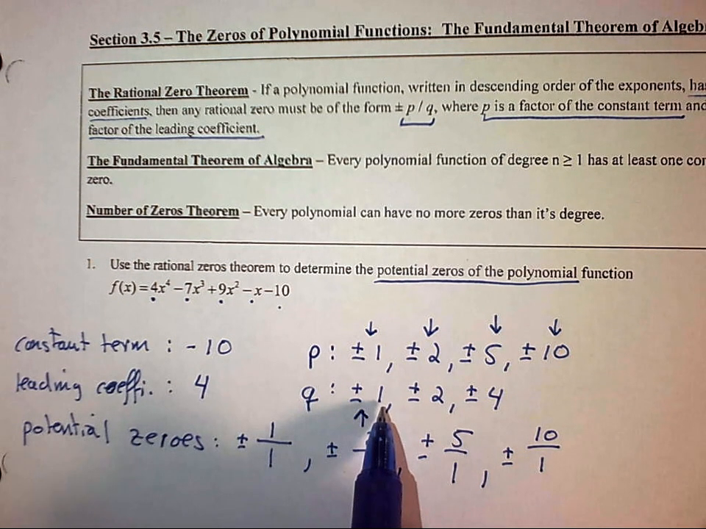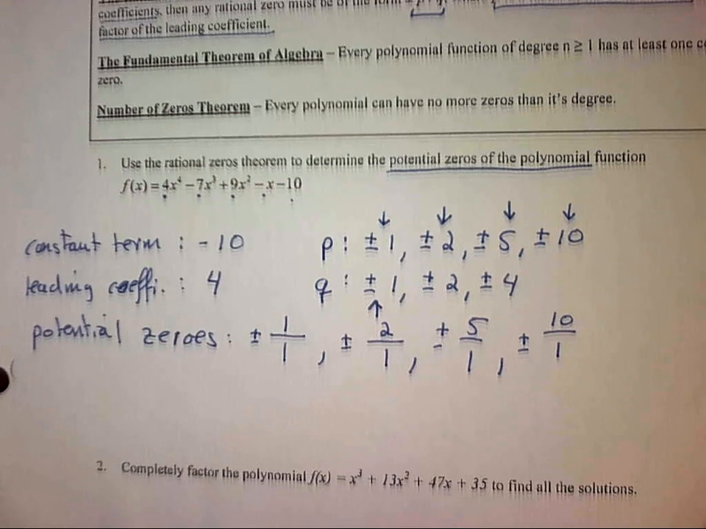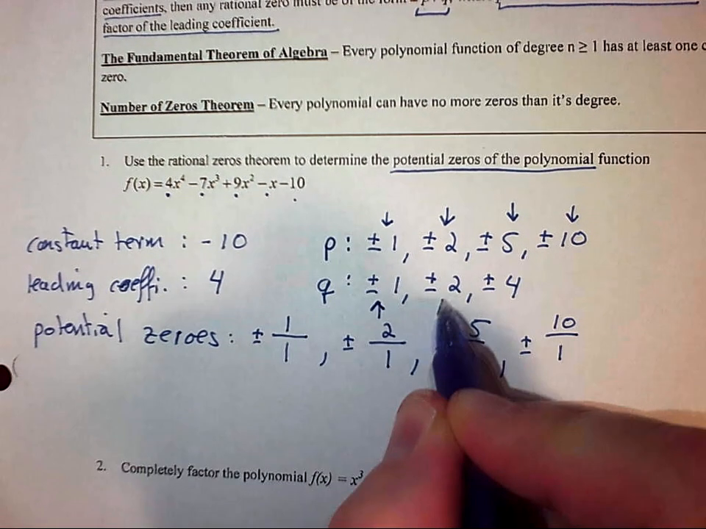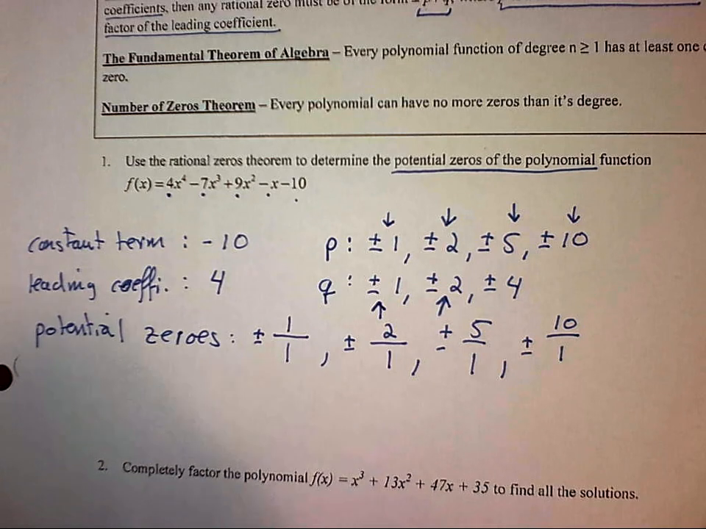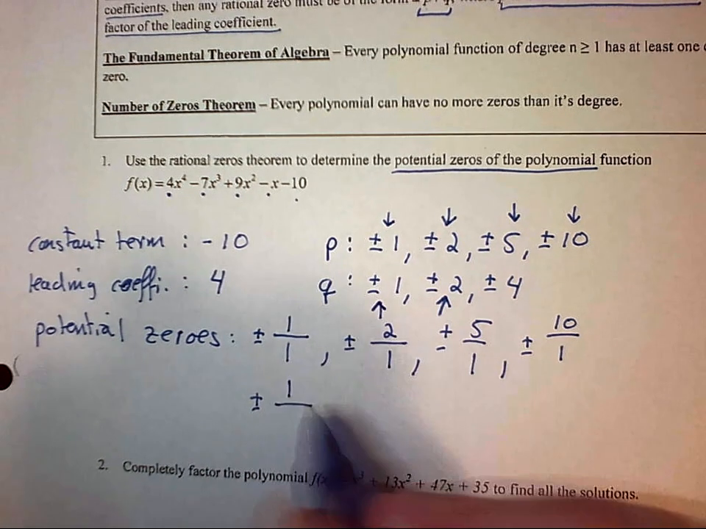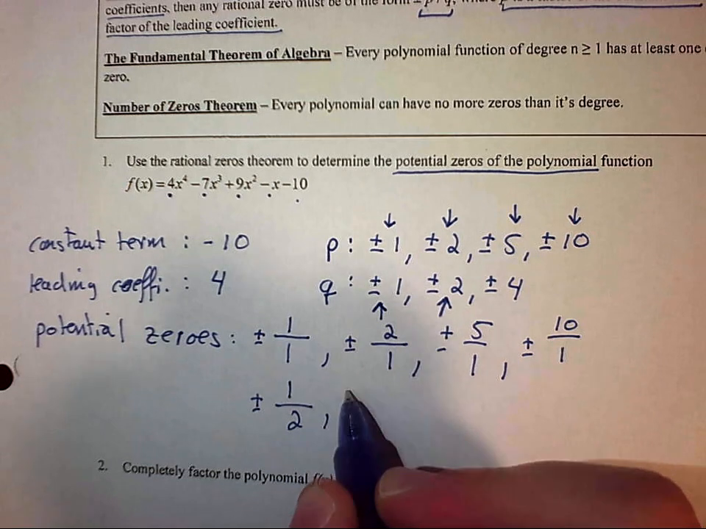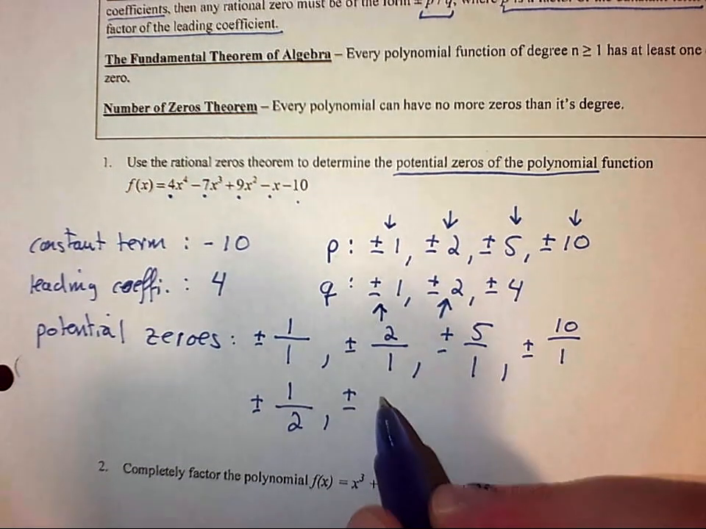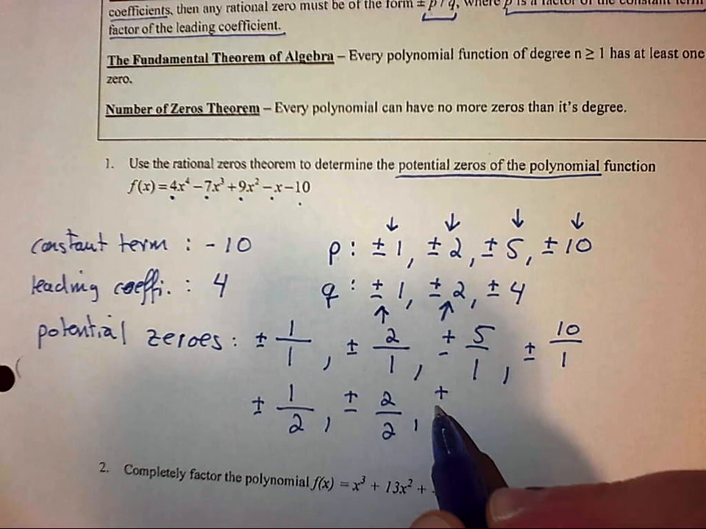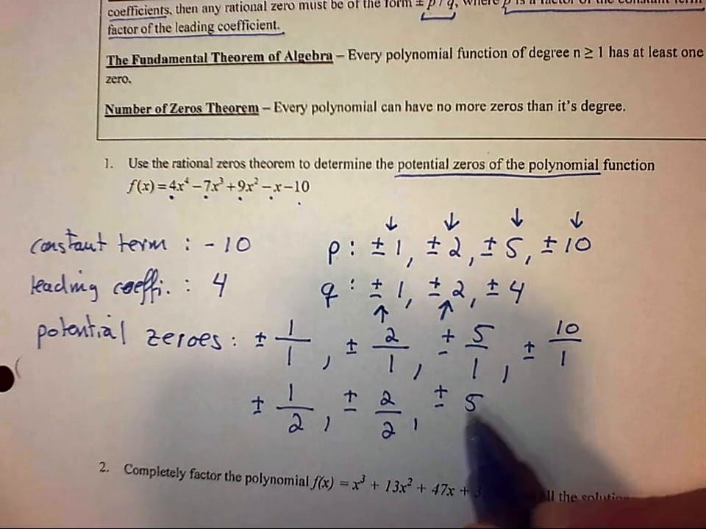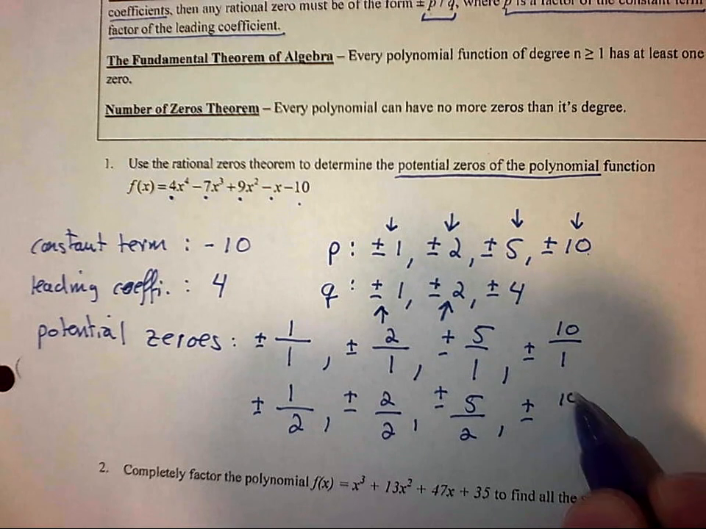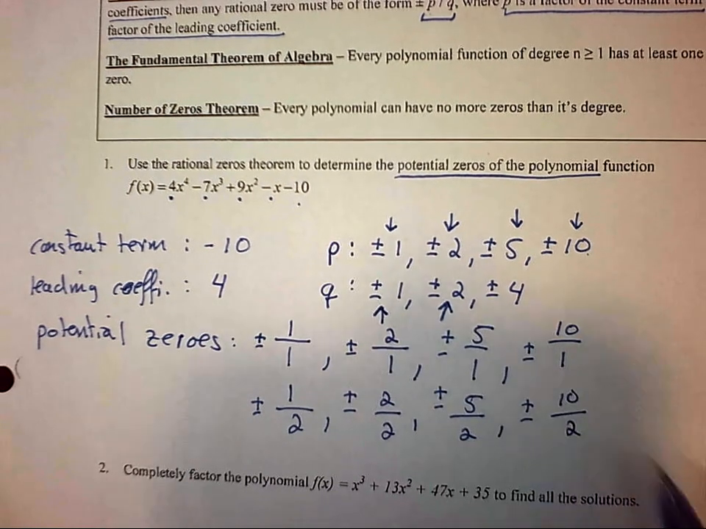So now I went through this entire list for p's, but I only used this q as my denominator. So now I need to go through the list of p's again and just use the second value that I have for q as my denominator. So I'm going to start over with the p's. I'm going to have 1 over 2 now. Then plus or minus 2 over 2. Plus or minus 5 over 2. And plus or minus 10 over 2.